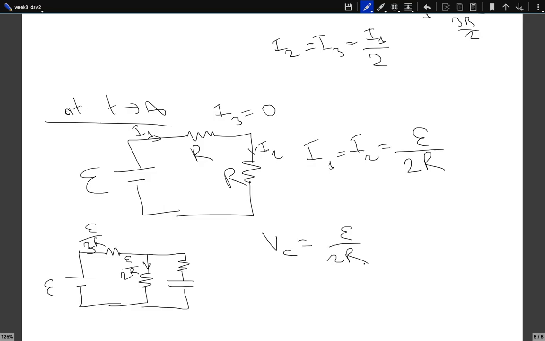This is the current running through this resistor, and its resistance is R, so epsilon over 2. This is the potential across the capacitor. What is the charge of the capacitor? C times V. C times epsilon over 2.